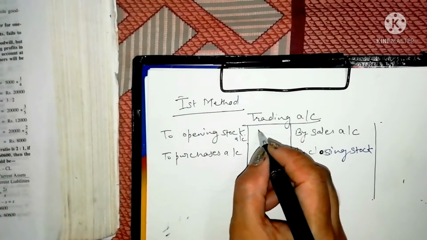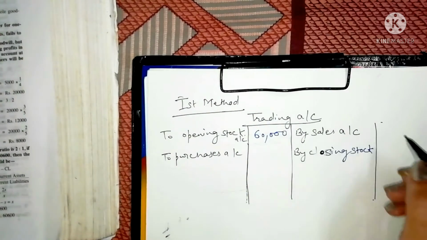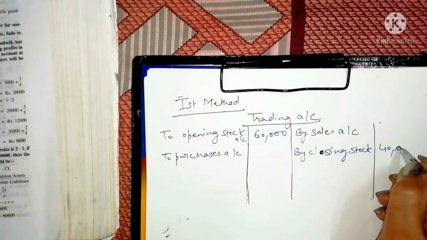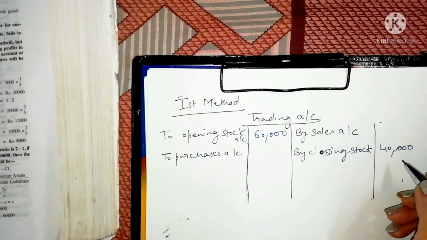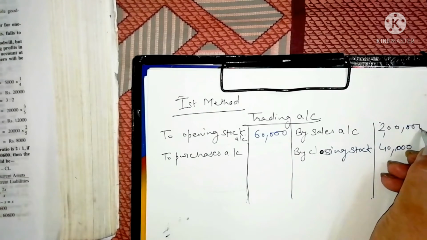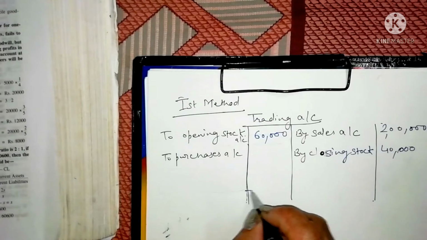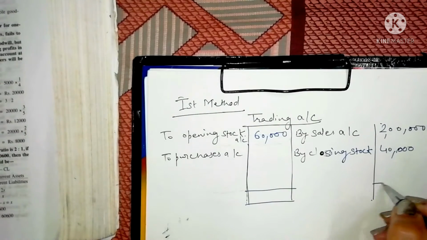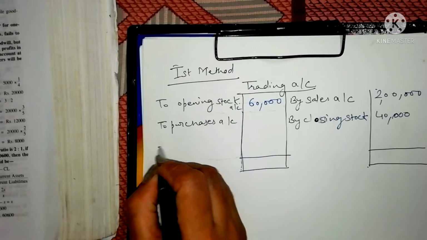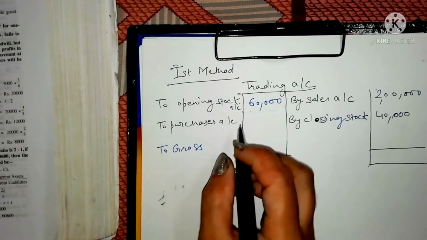Now we will fill in the values that have been given in the question. We have the opening stock value, we have the closing stock value also. In the question the sales value is also given, so we will fill it in and make the total. As you can see, we have to find out the figure of purchases, so we will first total the credit side.